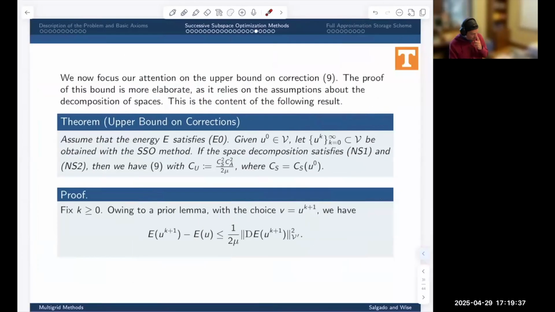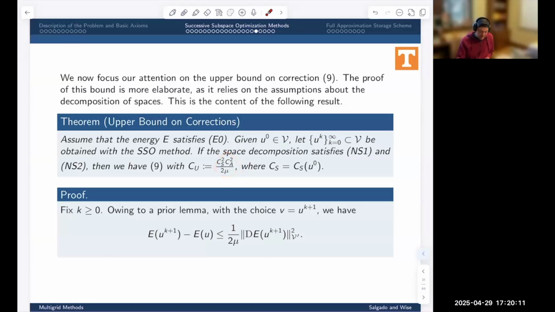Okay, so how do I get the upper bound? The upper bound, I think I can do that in 2 minutes, so let's get into it. For this one, we need to assume that E satisfies E0, but we now also need to bring in, for the very first time, the assumption that the subspace decomposition is stable and the strengthened Cauchy-Schwarz inequality holds. And if we can do that, then we can show that the upper bound on corrections holds with an upper bound constant equal to this whole mess.